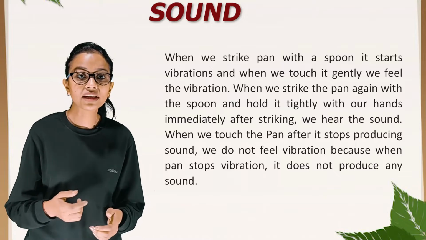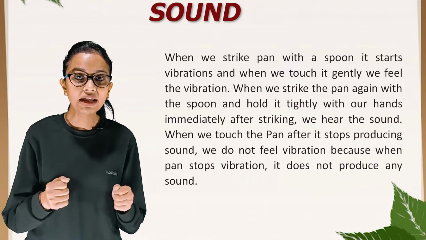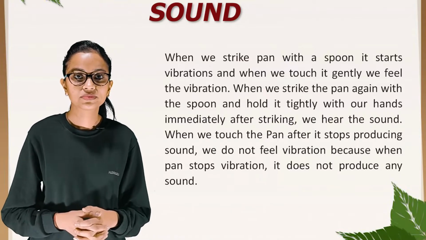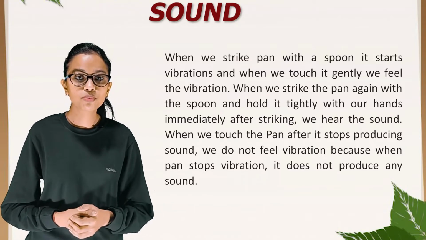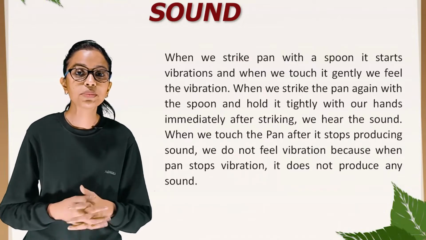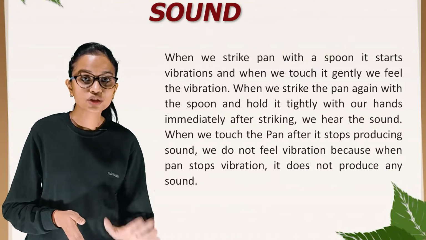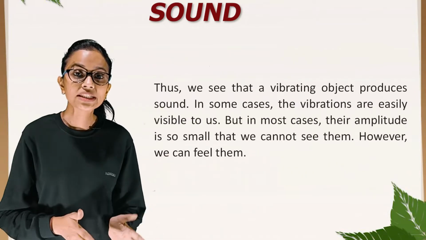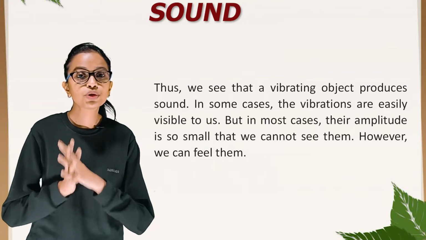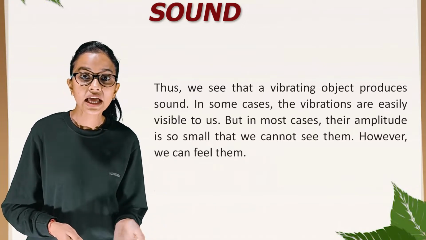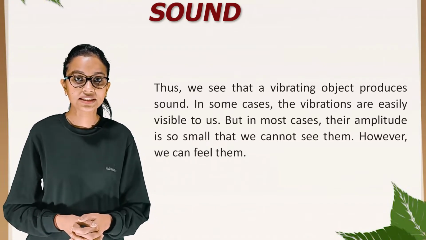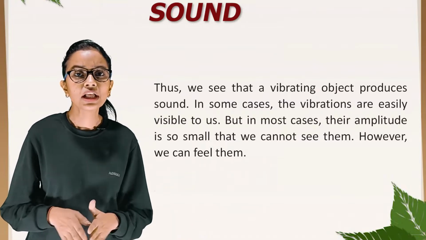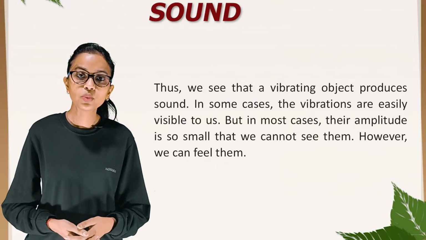When we strike the pan again with the spoon and hold it tightly with our hands immediately after striking, we do not hear the sound. When we touch the pan after it stops producing sound, we do not feel vibration, because when the pan stops vibrating, it does not produce any sound. Thus, we see that a vibrating object produces sound. In some cases, the vibrations are easily visible to us. But in most cases, their amplitude is so small that we cannot see them. However, we can feel them.